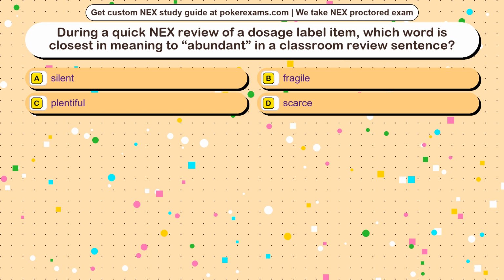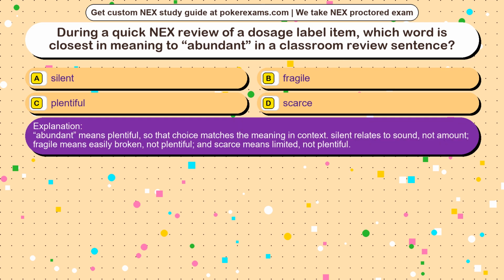The correct answer is option C. Abundant means plentiful, so that choice matches the meaning in context. Silent relates to sound, not amount. Fragile means easily broken, not plentiful, and scarce means limited, not plentiful.